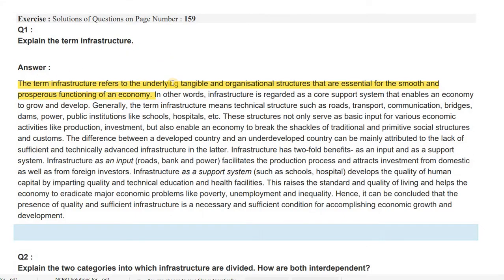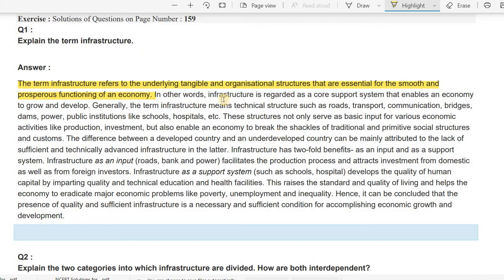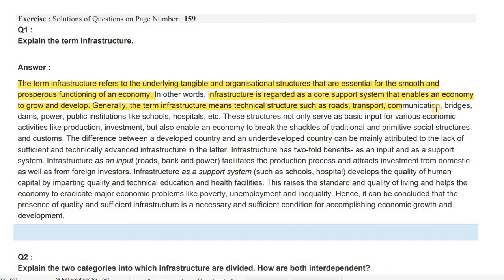The term infrastructure refers to the underlying tangible and organizational structures that are essential for smooth and prosperous functioning of an economy. Then infrastructure means basic things required for prosperous functioning of an economy. In other words, infrastructure is regarded as the core support system that enables an economy to grow and develop.